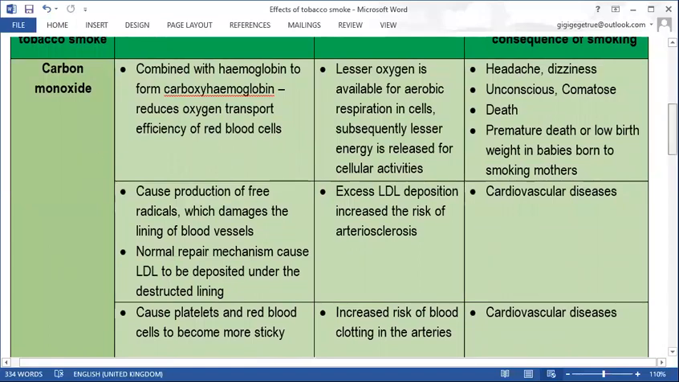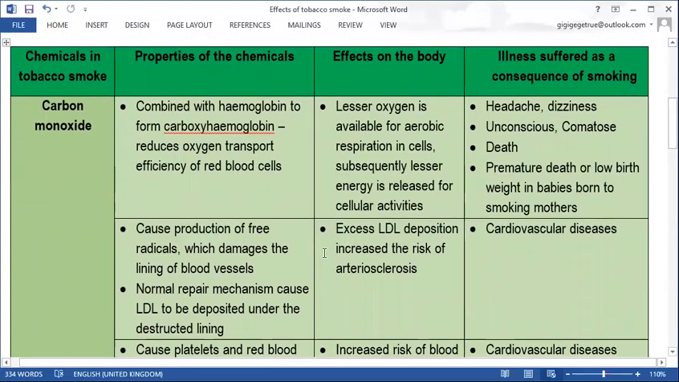Carbon monoxide. The next component is carbon monoxide. Carbon monoxide will combine with hemoglobin to form carboxyhemoglobin. Carbon monoxide binds preferentially to hemoglobin. In other words, hemoglobin prefers to bind to carbon monoxide rather than oxygen. So you can imagine, out of 100 oxygen molecules, if there is one carbon monoxide, hemoglobin will choose to bind to carbon monoxide, but not oxygen. Even if there's a lot of oxygen around, the hemoglobin will carry the carbon monoxide.